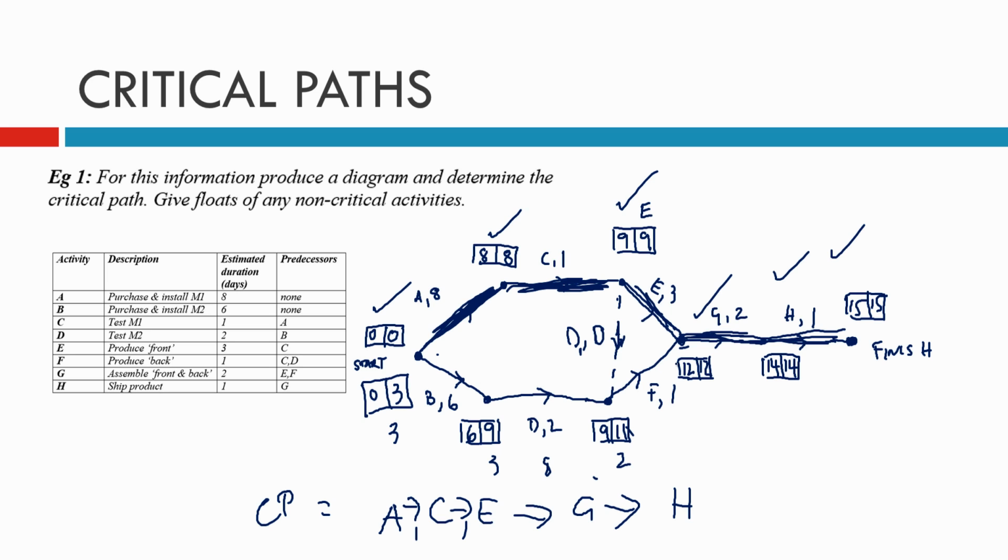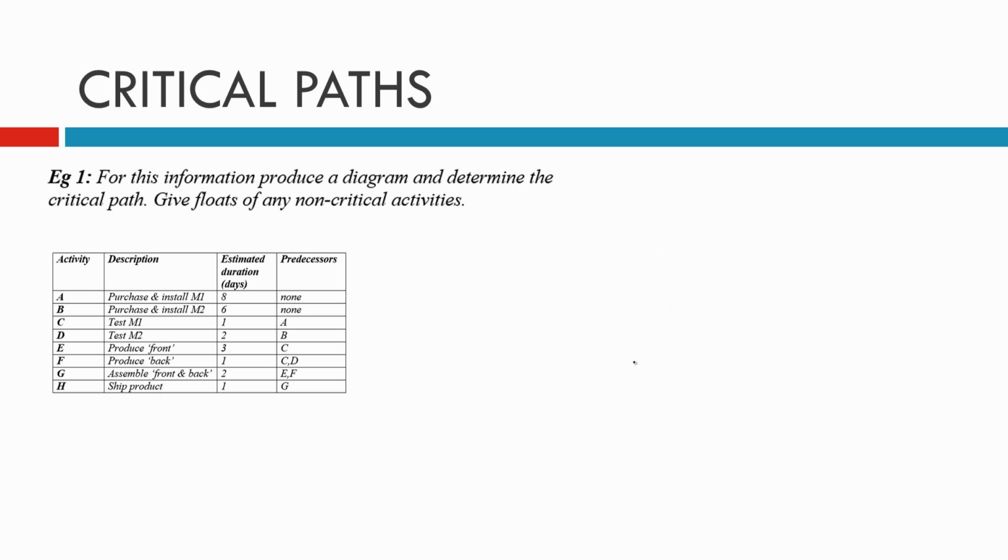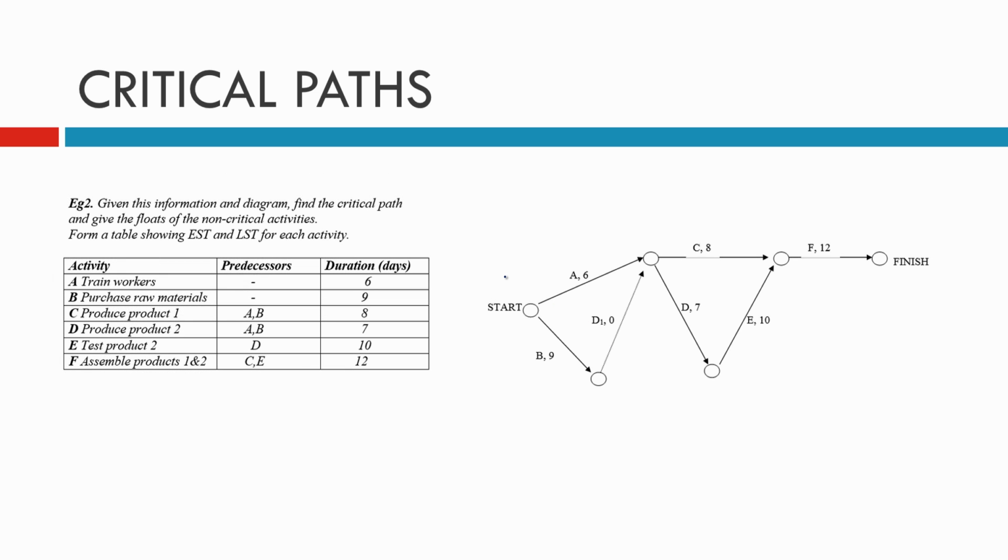And F, there is a difference of 2. Okay, so we just do them by subtracting the 2. Next example. Given this information and diagram, find the critical path and give the floats of non-critical activities. Form a table showing EST and LST for each activity. Sometimes it's easier to form the table so you can see the difference straight away. But let's go from the start.